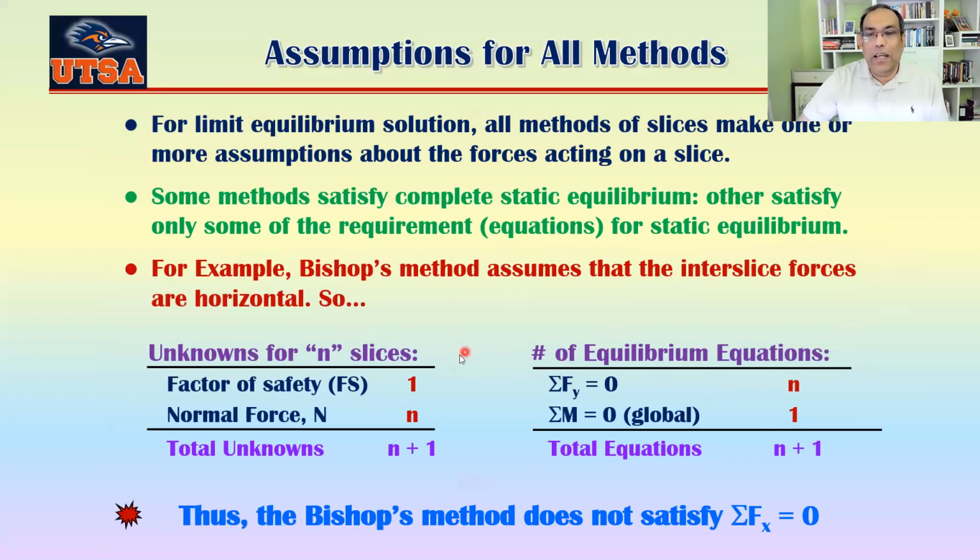That's what he is doing here. So I'm just showing that as an example. But then you would see that each of those methods is actually using some simplification and basically not using all of that. There are some methods though, like Spencer's method and Morgenstern-Price method. They are using all the three equations and satisfying all the three static equilibrium equations. But some of the methods don't, okay?